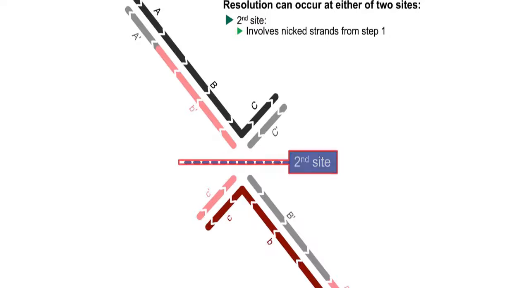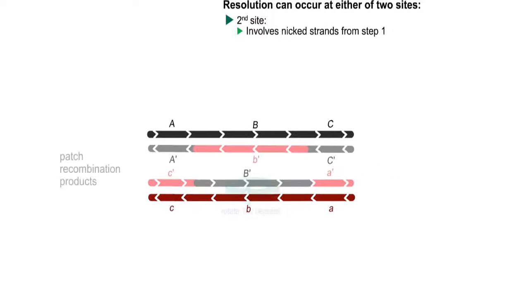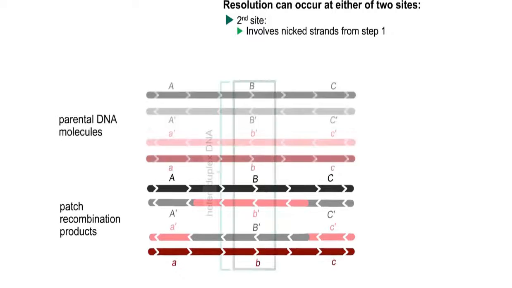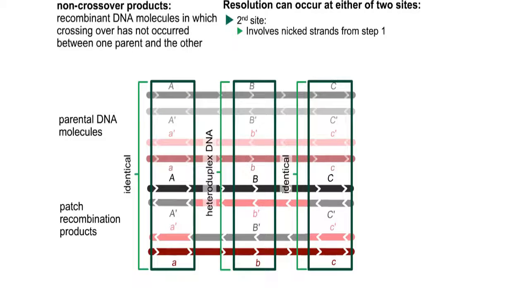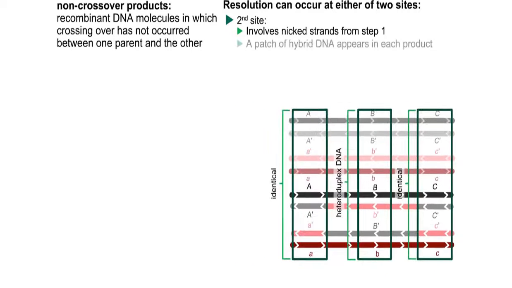The resulting duplexes are called patch recombination products because they contain a patch of hybrid DNA. Since the A and C alleles are still present together on one of the product DNA duplexes, these products are also called non-crossover products.